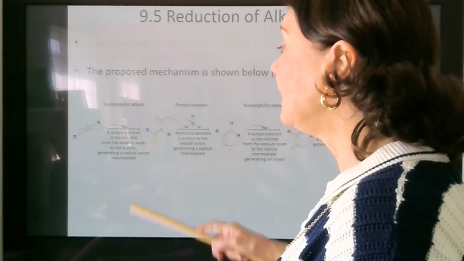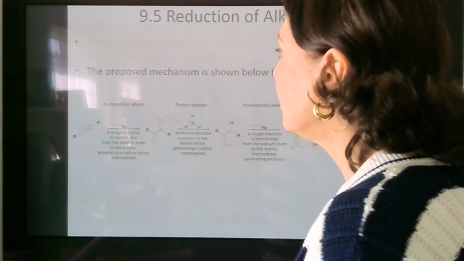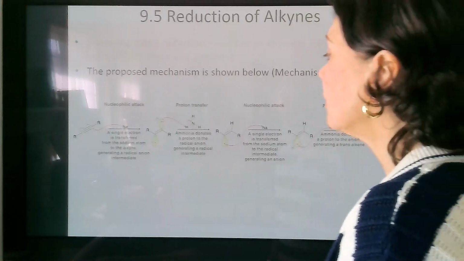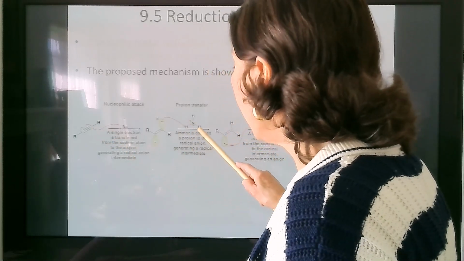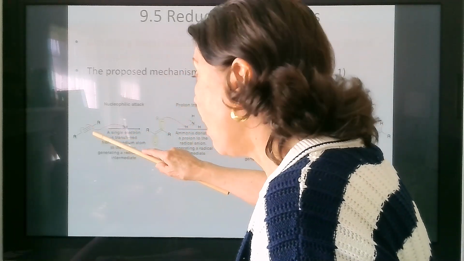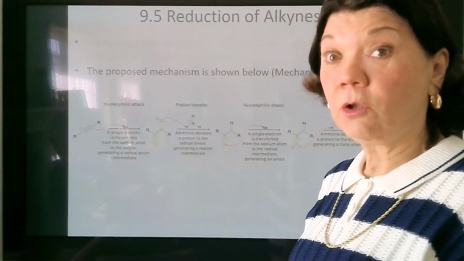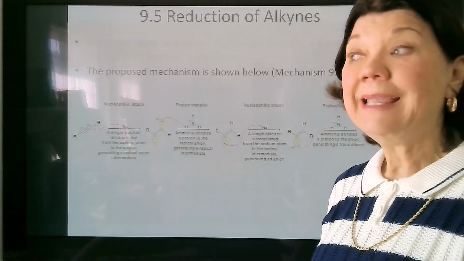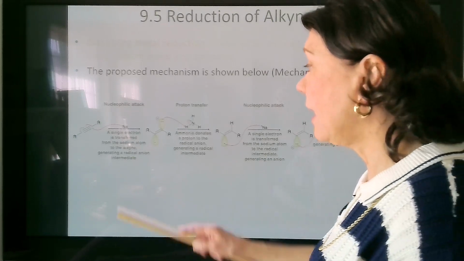And so notice that this is a radical reaction. It's called a dissolving metal reduction. And so what you have, notice that in this first step, the arrows are all single barbed arrows, indicating it's a radical reaction that's taking place.